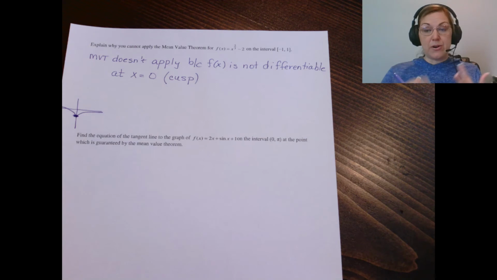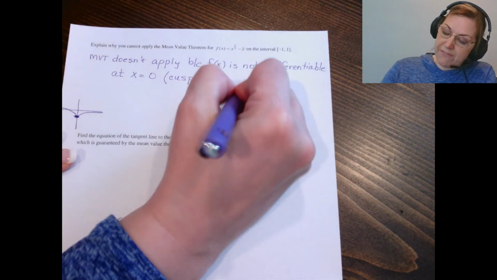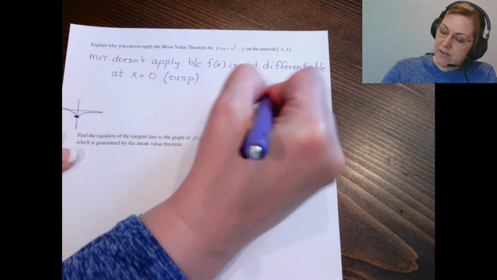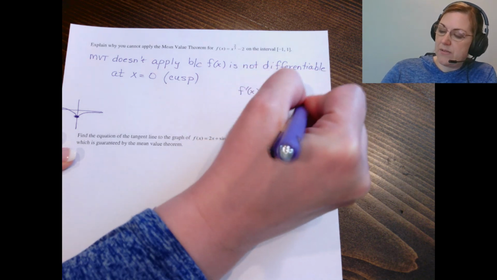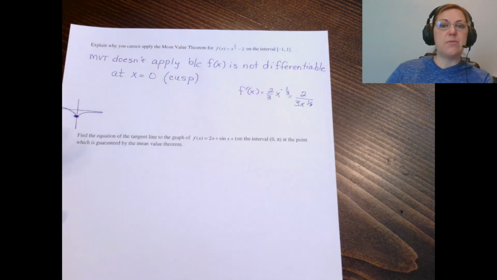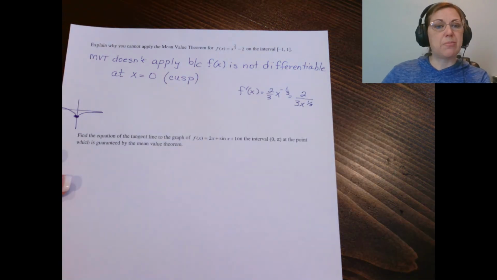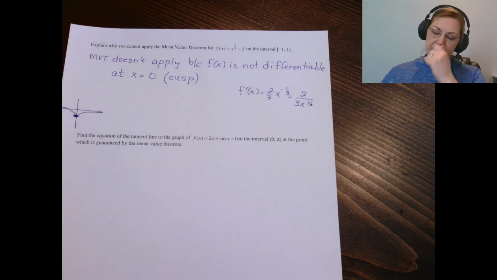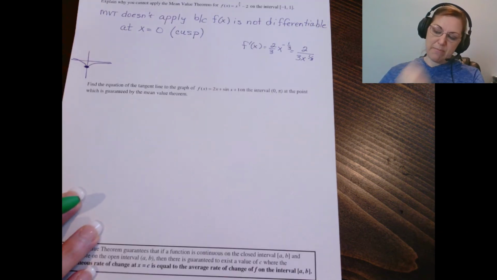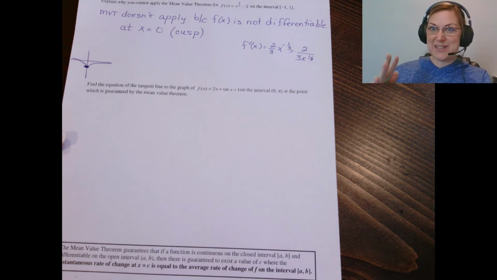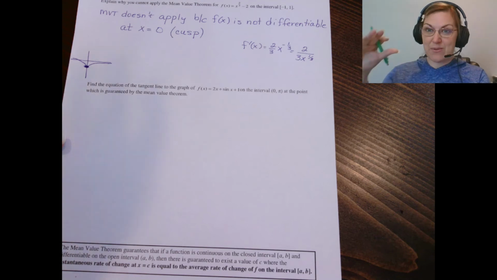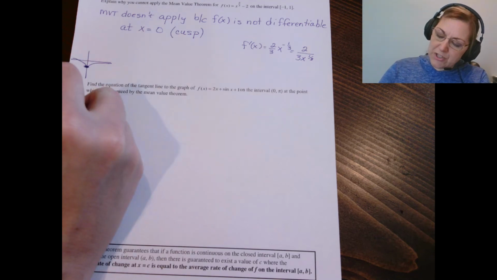So we are reminded of why. Remember, if you want to do it analytically, you definitely could take the derivative and take a look at why x can't be 0 in that derivative. Notice that it puts a 0 in the denominator of the derivative. So that's a problem. Okay, and then our last one for mean value theorem, we want to find the equation of the tangent line of this graph on the interval 0 to pi at the point that is guaranteed by the mean value theorem. Oh, this is going to be fun. So we've got to find that value, then we've got to write a tangent line there.